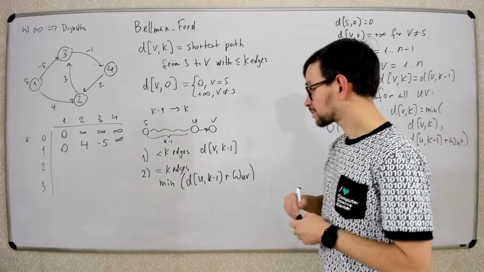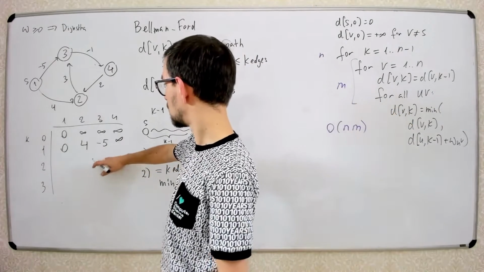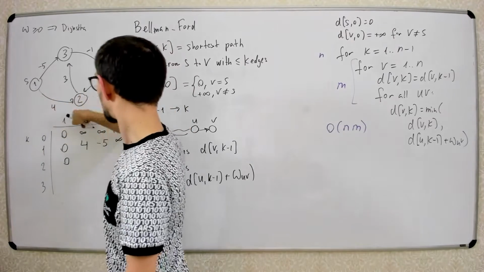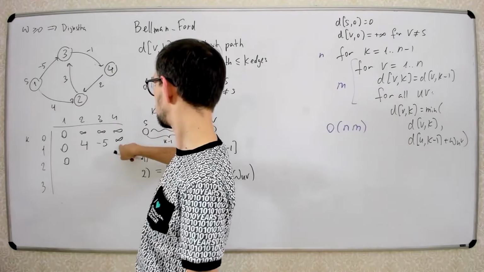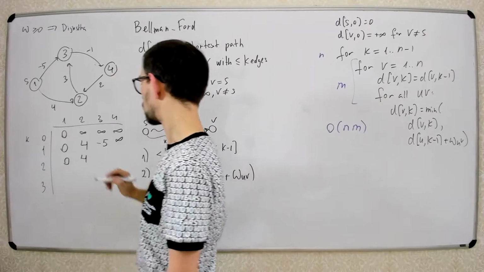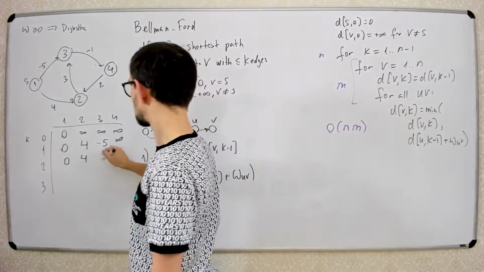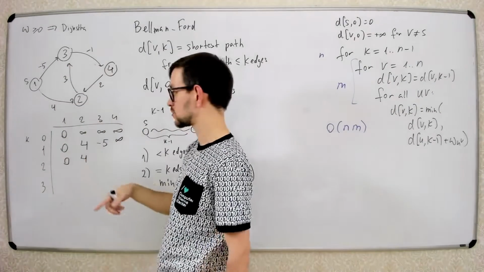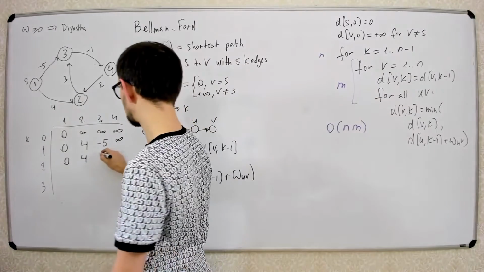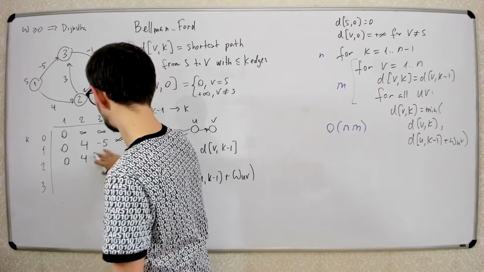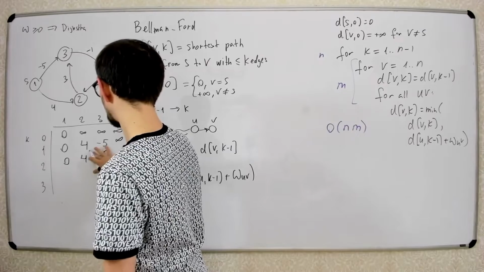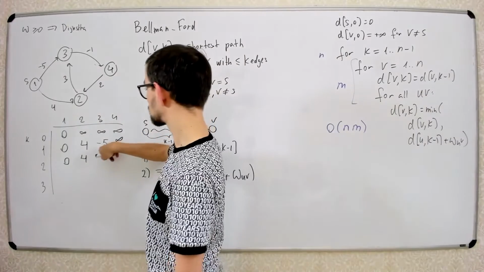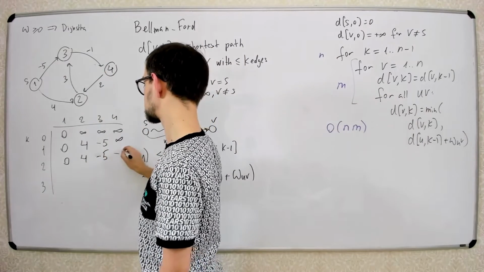Now, for k equal to 2, we have 0 here. For vertex 2, again, we have 4 from here, or infinity from here, because here we still have infinity, so we have 4 here. Vertex 3, we still have minus 5, or 4 plus 3, which is 7. So 7 is more than minus 5, so it will be minus 5. And for vertex 4, it will be minus 5 minus 1, which is minus 6.